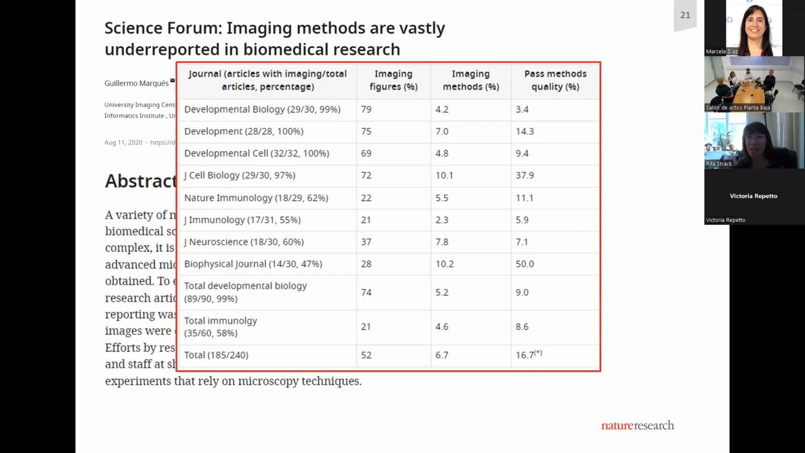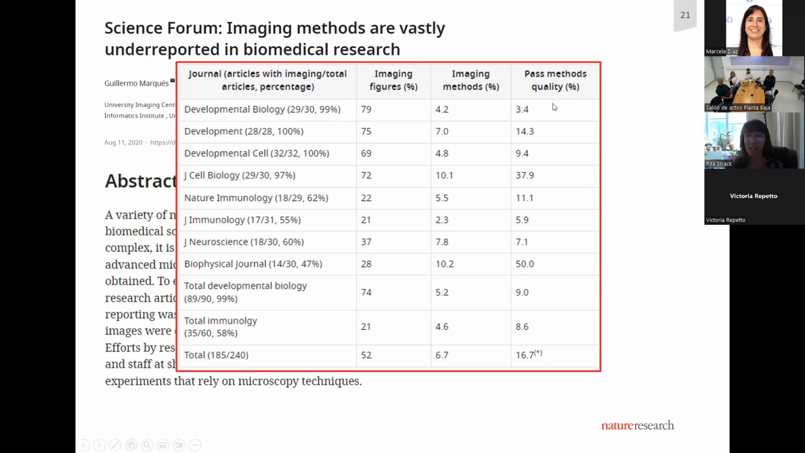And then they had this sort of binary test of, did it pass a methods quality test? And there were 3 very easy points on this test. Information about the objective, so like the NA and the objective type, I think, then the voxel size for the images, and then excitation emission information. So did it include those 3 very simple, really reporting facts? And essentially a lot of journals did really badly.